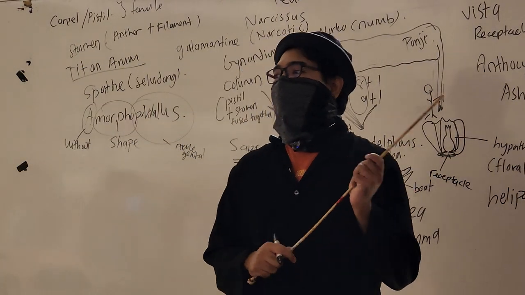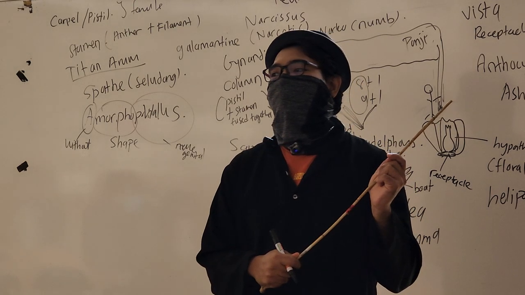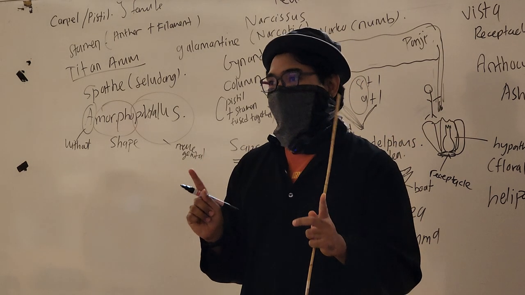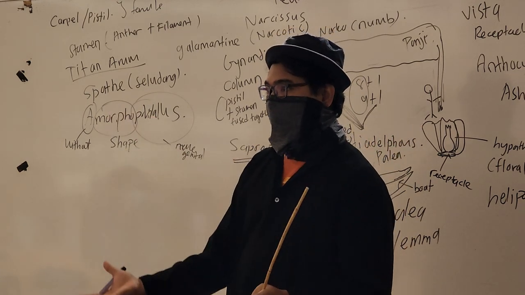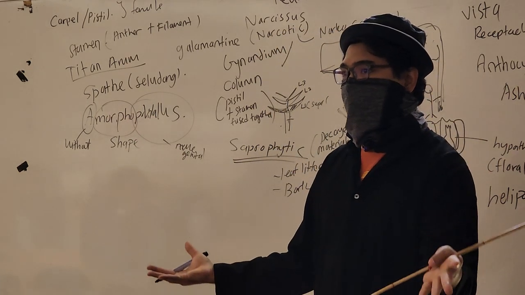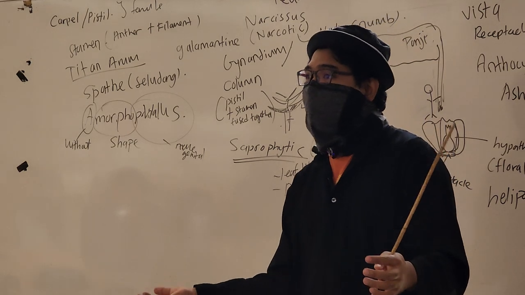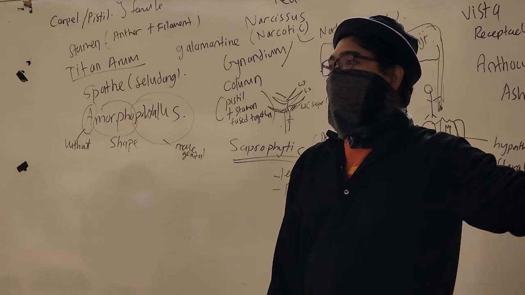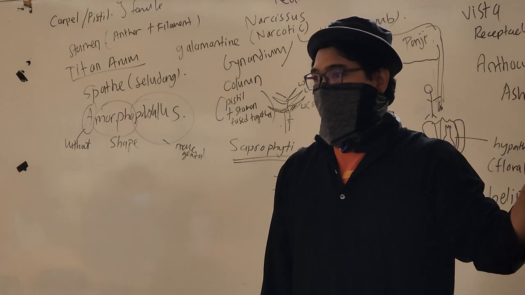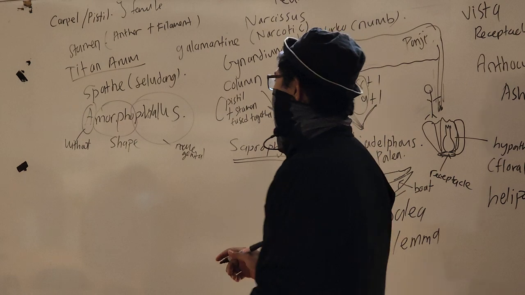So this is the largest what in the world? Meaning that this is the largest floral structure. If you put Rafflesia next to Titan arum side by side, Titan arum looks so small. This is so big. So this is the largest floral structure on the entire planet.